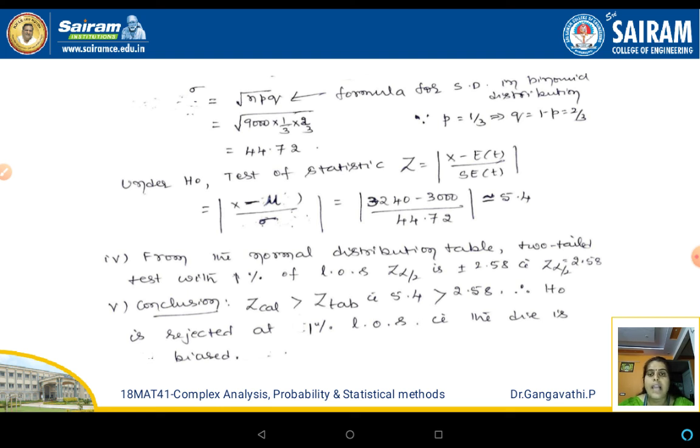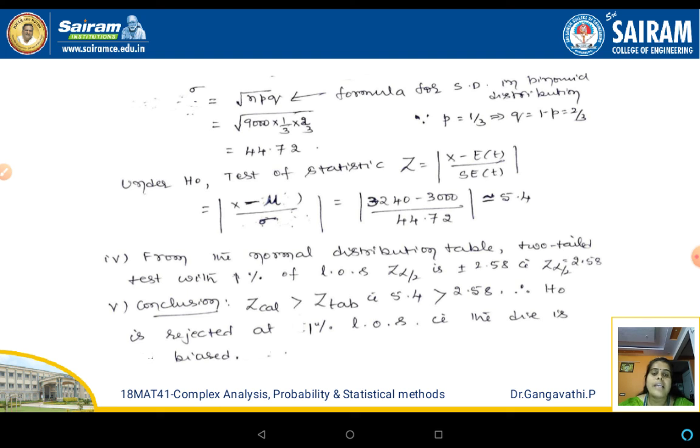Under the null hypothesis, the z value we need to evaluate is z equal to x minus mu divided by sigma. Mu is nothing but the expectation of x, and sigma can be written as the standard deviation of x. So substituting for these values which we have already obtained, we get the z value as 5.4. From the normal distribution table, the two-tailed test at the 1% level of significance should lie between plus or minus 2.58, and the z value we have obtained is 5.4.